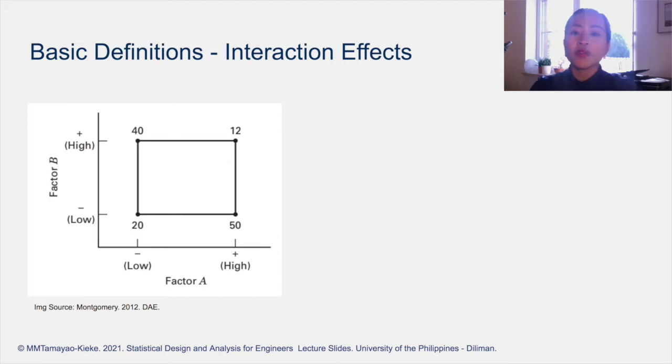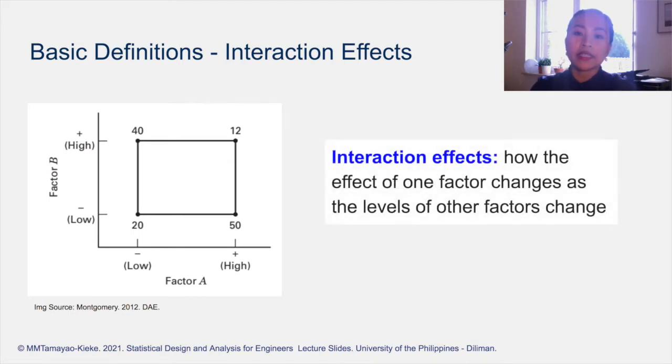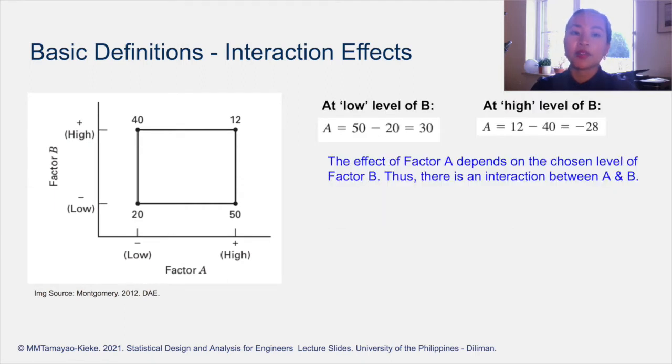To show this more clearly, let's look at a different example. Again, you can see at the corners the values of the response y. At low level of B, the effect of factor A is 30, whereas at high level of B, the change is negative 28. We can therefore say that the effect of factor A depends on the chosen level of factor B. With this, we can say that there is an interaction between A and B.